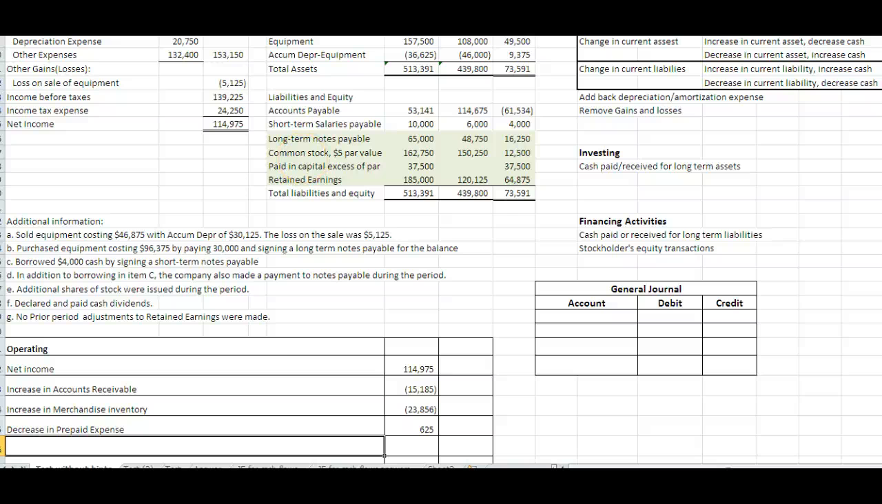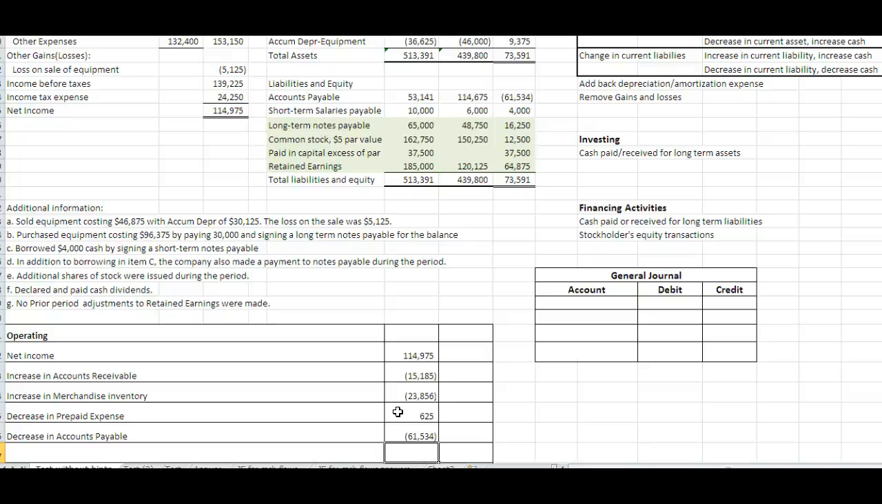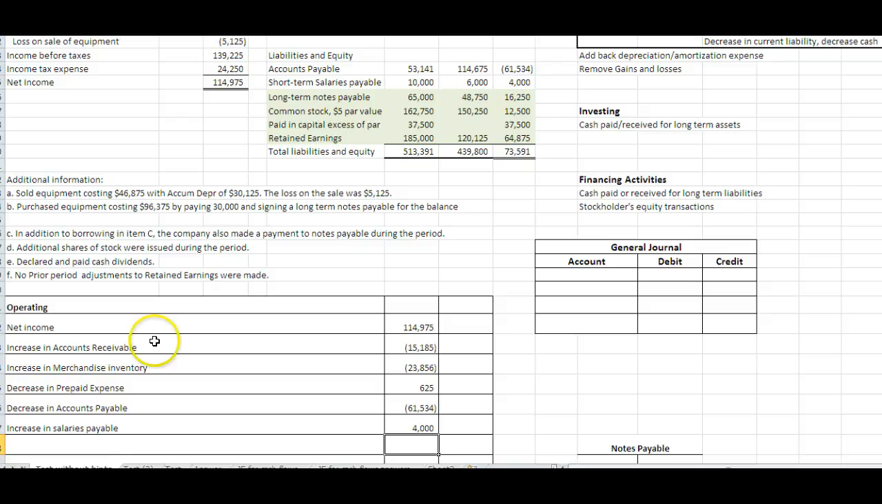So I go to liabilities. Accounts payable was a decrease, so I say decrease in accounts payable. And because liabilities work the same, in other words, if they decrease, I decrease, I'll say 61,000 is a negative. Short-term salaries payable is going to be a plus $4,000. So I'll say an increase in salaries payable is going to be a plus $4,000. I stop there because after that come my long-term liabilities, and they don't go under the operating section.